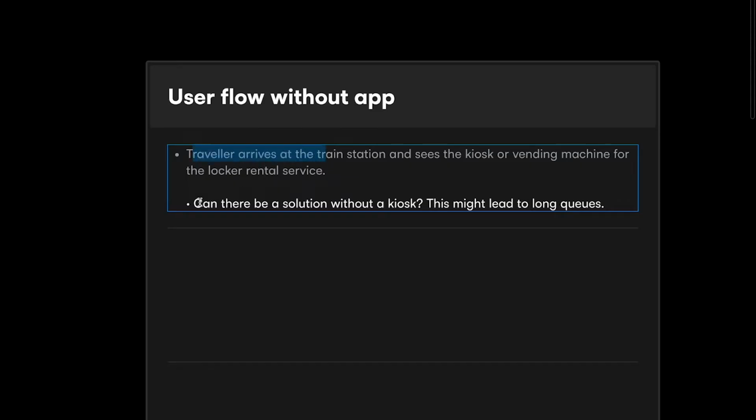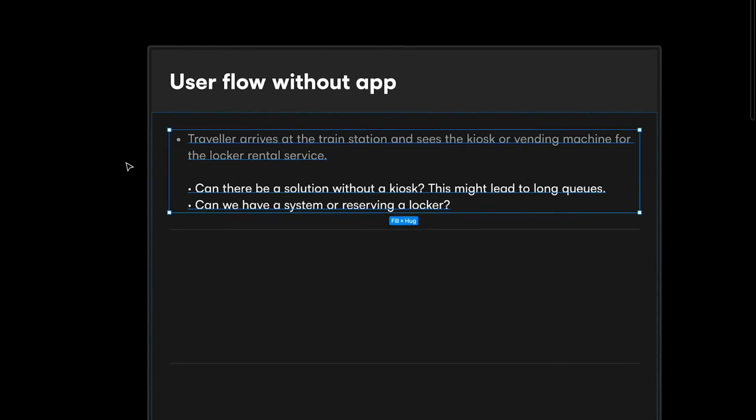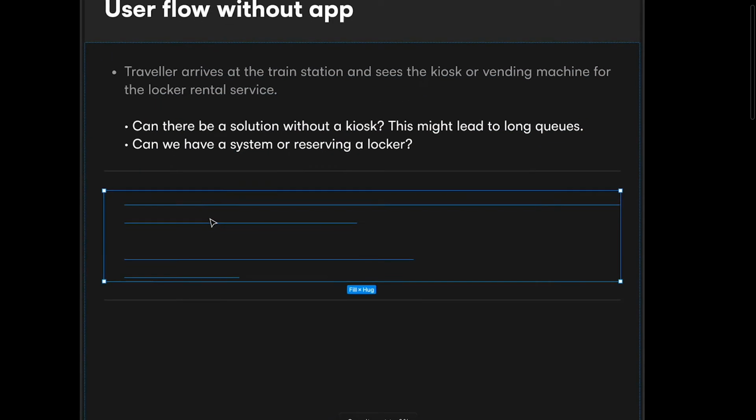Now, one of the questions I had, repeating from the original part, is, can there be a solution without a kiosk, right? Because this might lead to very long queues. There might be so many people in a busy train station, and why do you want people to stand in a queue just for it? Can there be a better way of doing it? So maybe I'm going to ask a follow-up over here: can we have a system of reserving a locker? Can we do that somehow? I don't know. Maybe not. Okay, moving on to the next one, right?